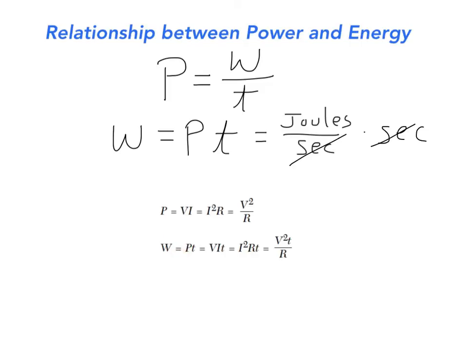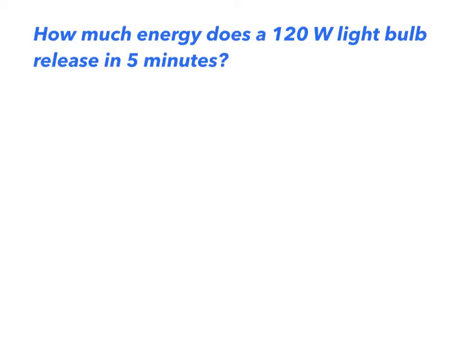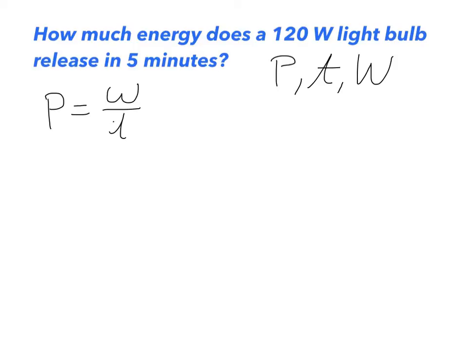So let's try a problem. How much energy does a 120 watt light bulb release in 5 minutes? So I realize 120 watts is a power, and I realize that 5 minutes is a time, and I want energy, which I have to remember on the reference tables is a W. So the main formula is that power is equal to work divided by time.